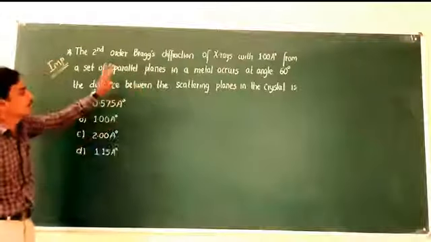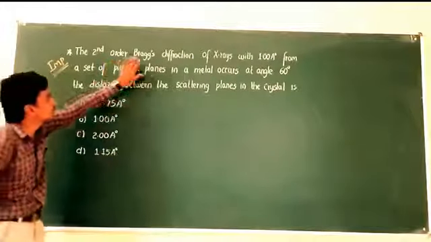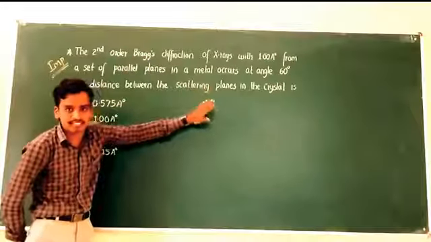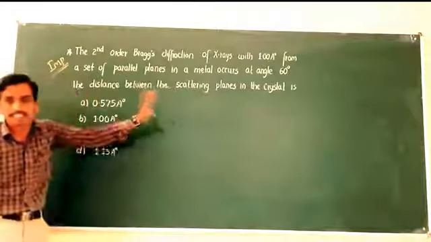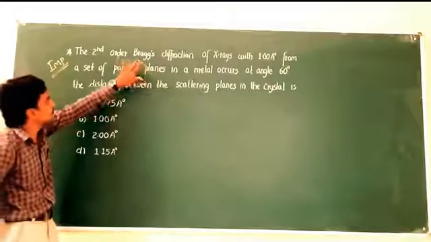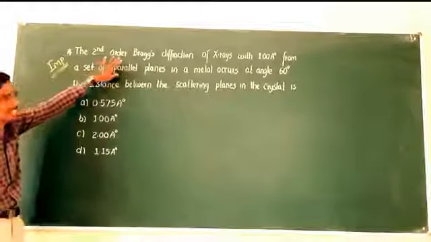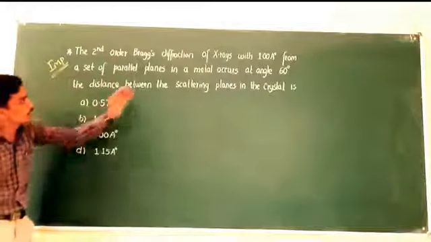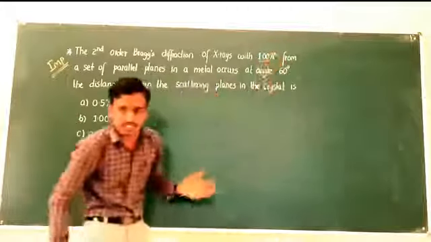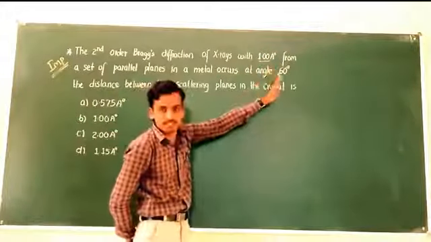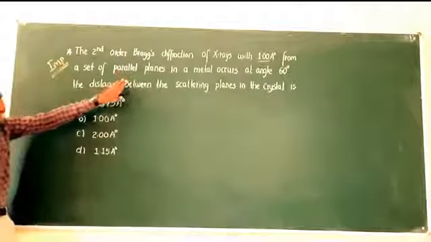This is the second problem. It is based on the X-ray diffraction concept, that is, Bragg's diffraction of X-rays, the method used to calculate the edge length of the solid state system. Read the problem carefully. It is the second order Bragg's diffraction of X-rays with the wavelength of the X-ray given as 1.00 angstrom, from a set of parallel planes in a metal.